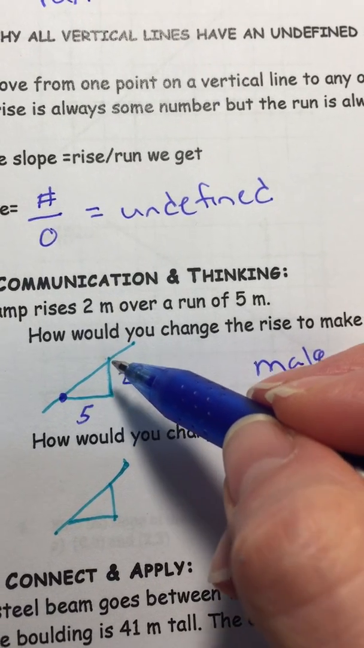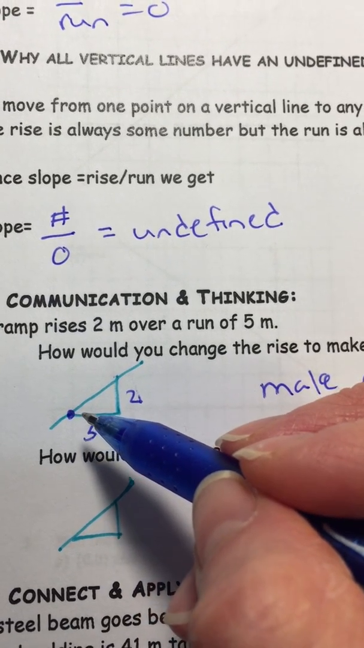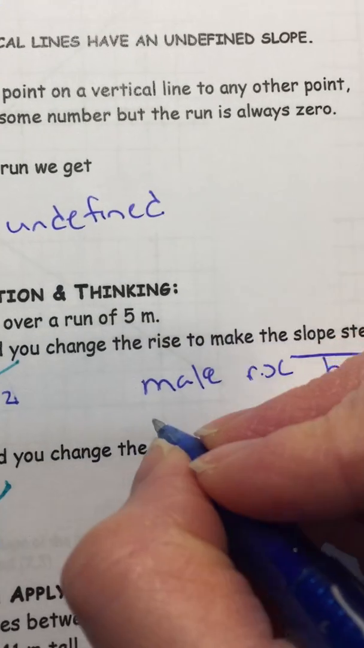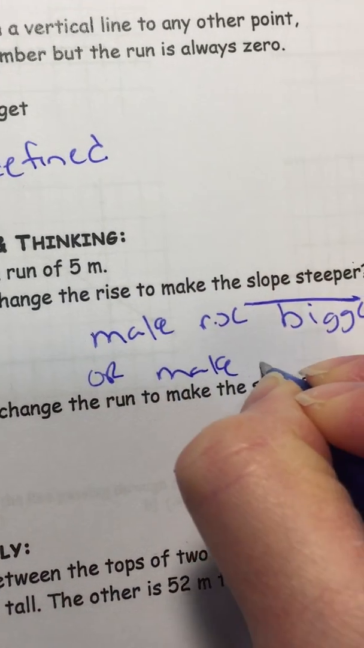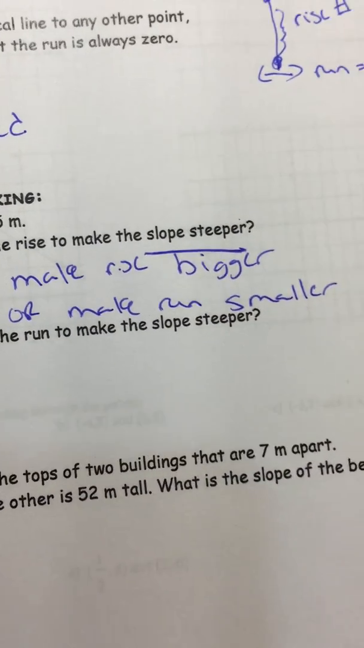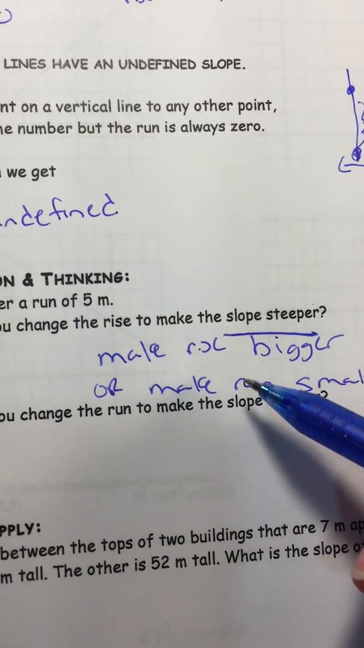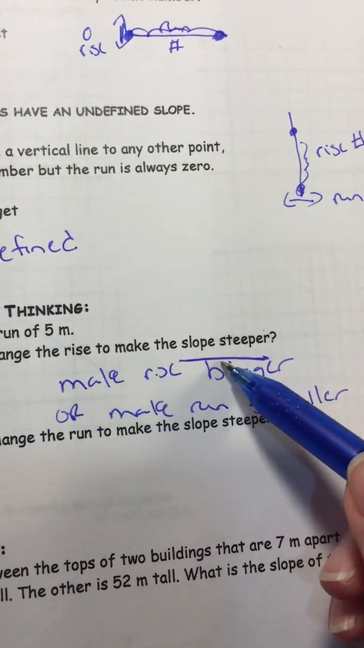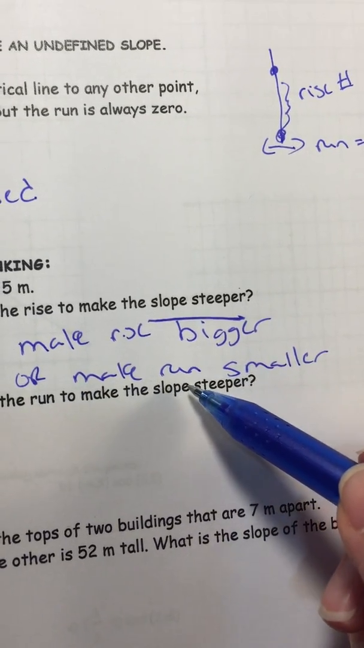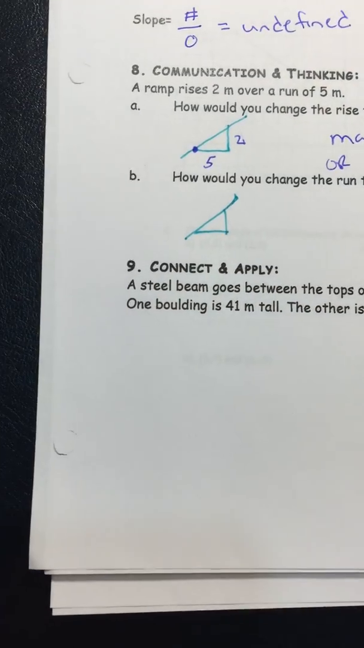Similarly, you could keep the rise at the number 2, and you could bring the bottom, imagine a ladder, in closer. And so you could also make the run smaller. I've just said both. I've answered both questions, A and B. So A, you could make it steeper by making the rise bigger, and you could affect the run by making the run smaller. You would also make it steeper. Either way, that'll work.